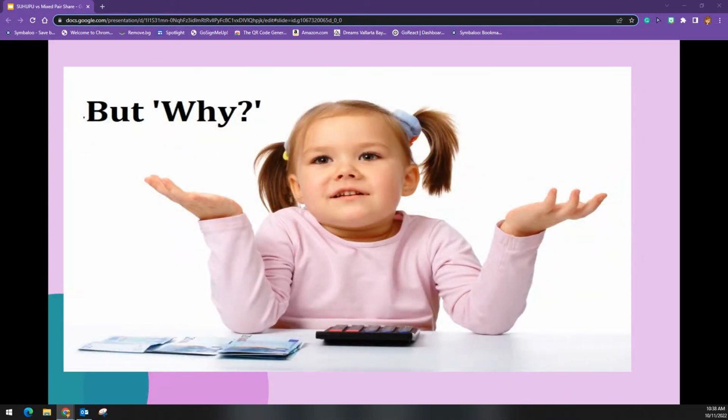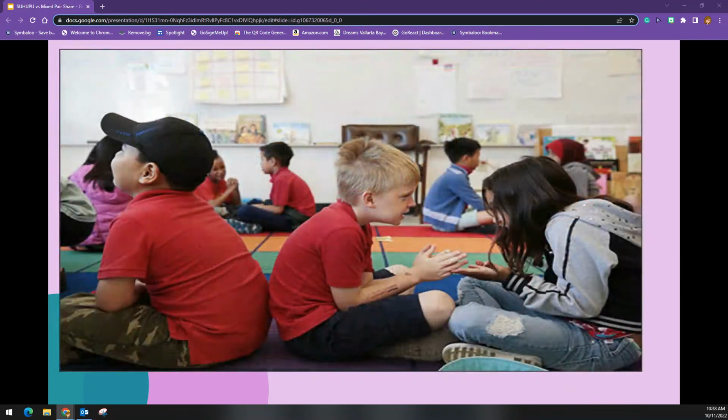But why would you, as the teacher, want to use Stand Up, Hand Up, Pair Up, or Mix Pair Share? Well, our students need to talk and they need to talk in a structured manner. Most of the world does not work in isolation, so we have to begin teaching our students at a young age how to have meaningful conversations with each other and gather different viewpoints. They also need to learn to engage in academic discourse.